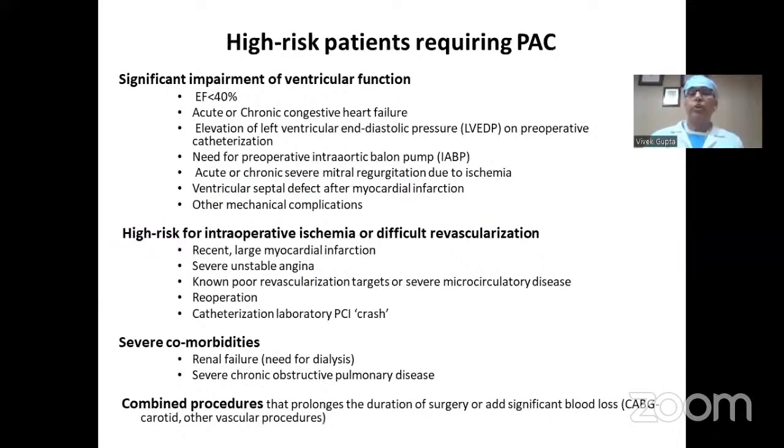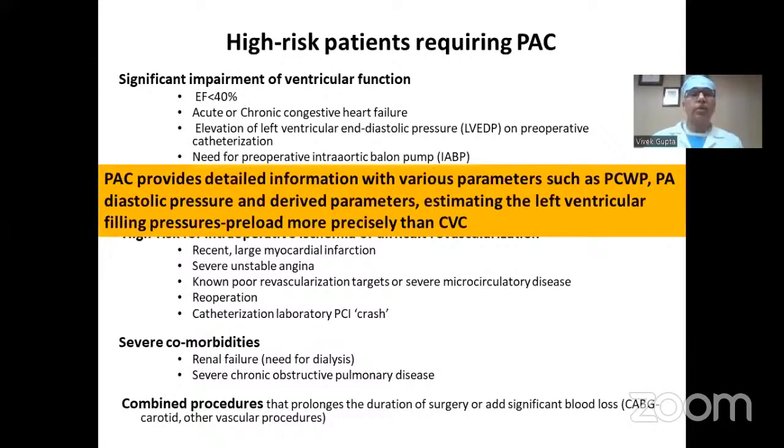The pulmonary artery catheter should be kept only for those patients who have impaired ventricular function, a high risk of intraoperative ischemia, severe comorbid conditions, or where we are going to perform two or three procedures together, for example CABG with mitral valve replacement, or CABG with carotid endarterectomy. The pulmonary artery catheter will guide us about the pulmonary capillary wedge pressure and diastolic pressure as a surrogate for the filling pressure.